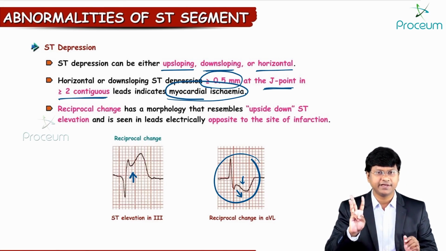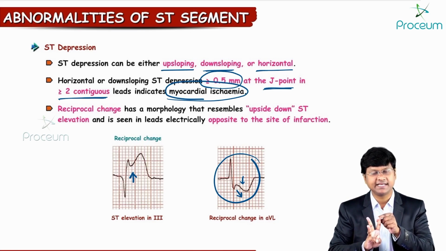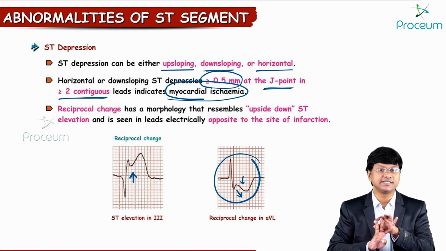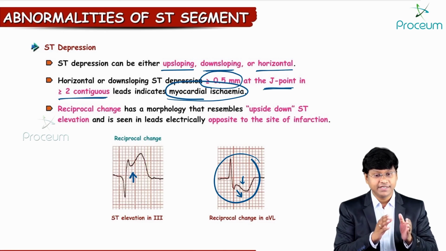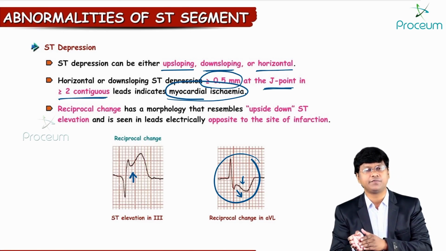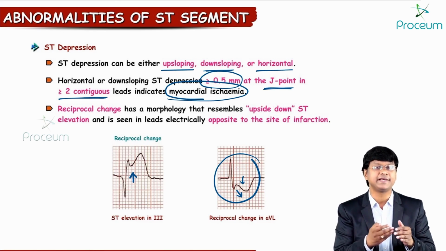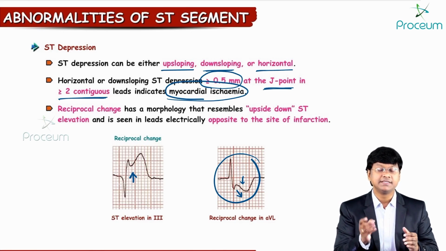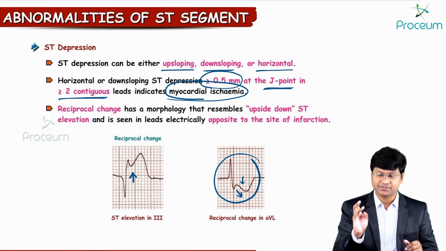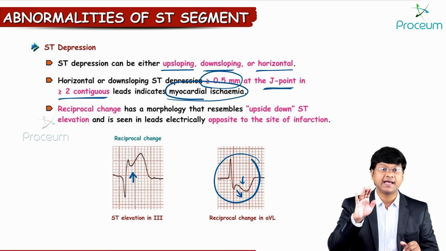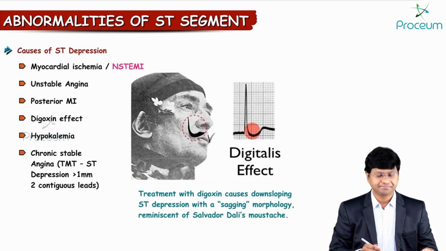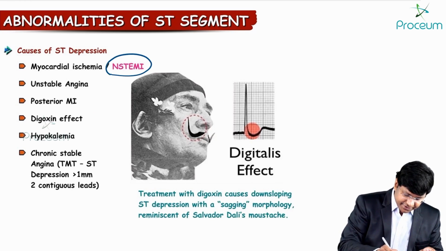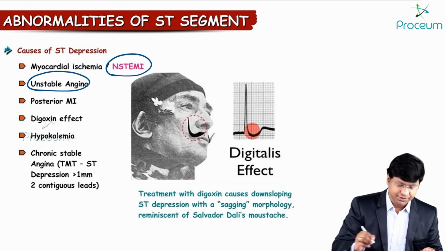Now take the other forms of acute coronary syndrome. In acute coronary syndrome we have three entities: one is ST elevation MI, second is non-ST elevation MI, and third is unstable angina. If you take the other two forms apart from ST elevation MI, that is non-ST elevation MI as well as unstable angina, you will have ST segment depression.